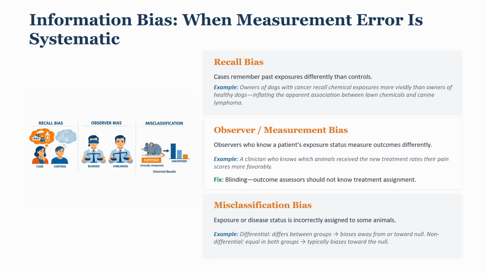Non-differential misclassification, where the error rate is the same in all groups, typically biases the association toward the null. This is the important result. If a study uses an imperfect exposure classification that is equally inaccurate in all groups, it will underestimate the true association. Correcting for misclassification would reveal a stronger effect than the crude analysis shows.